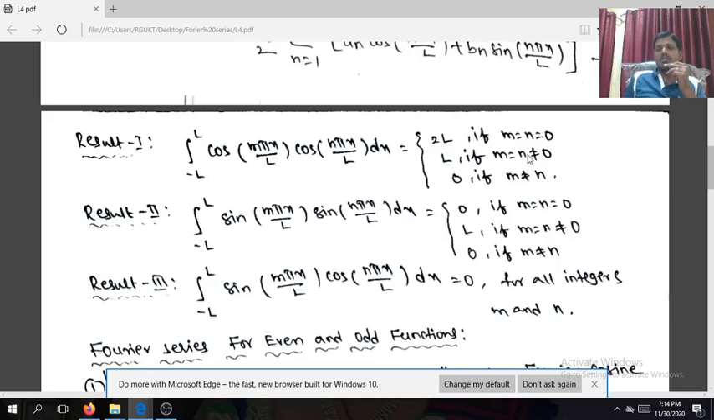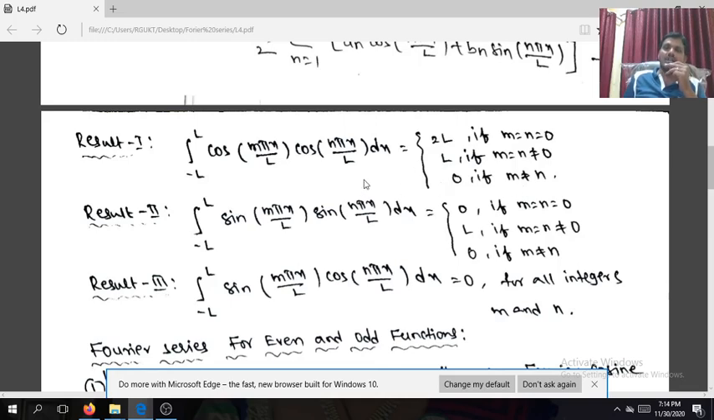If m is equal to n but not equal to 0, that means cos m pi x divided by l times cos m pi x divided by l. So cos square m pi x divided by l, by using the formula, expanding and finding the integration and taking the limits from minus l to l, we will get only l.